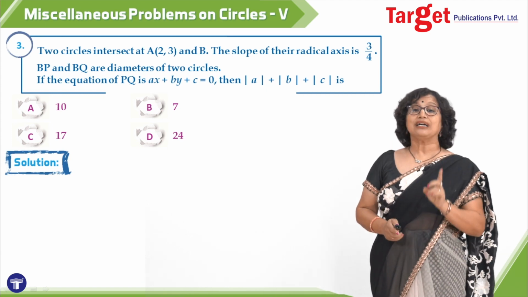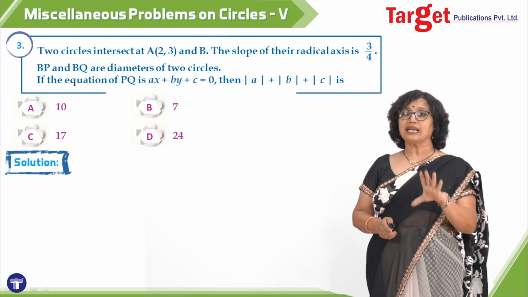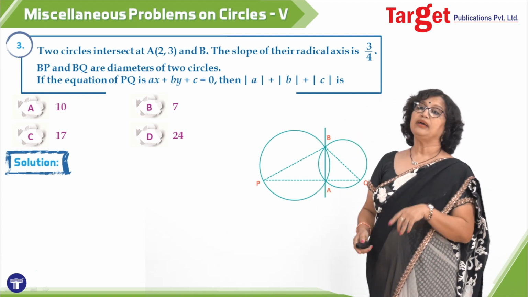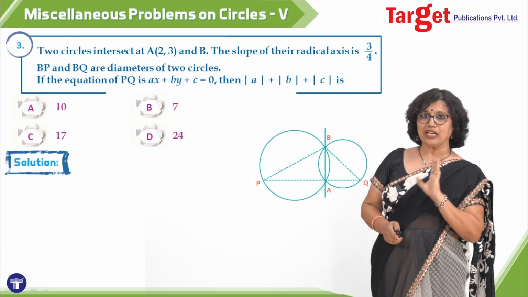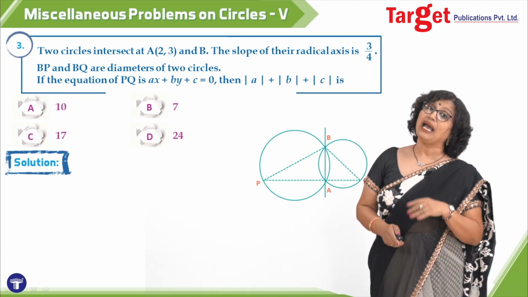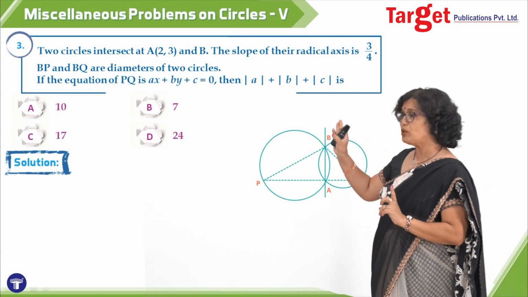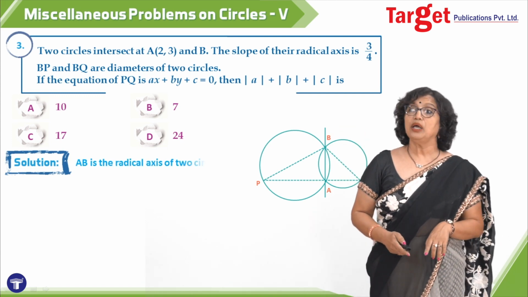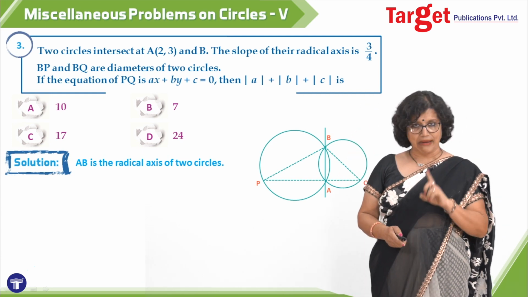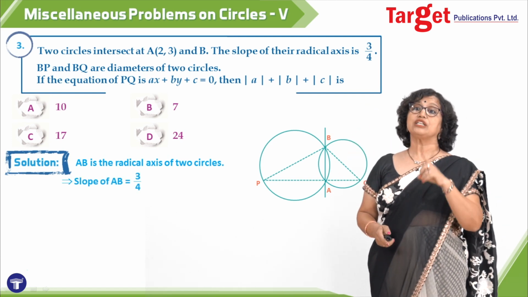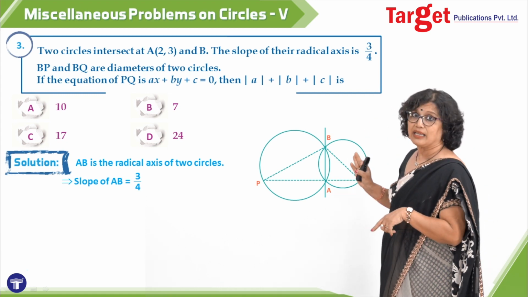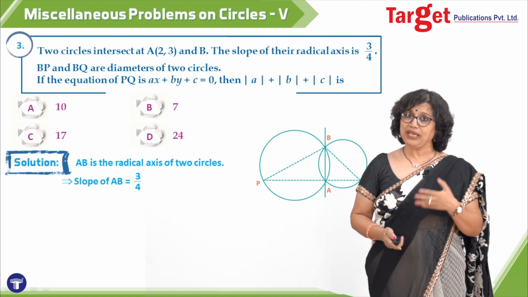Understand one thing, two circles cut or intersect at 2 points A and B. So I am drawing something like this. Point A is known to me, that is 2, 3, though I have not shown that there in the picture. BP and BQ are the diameters, so I have shown them by dotted lines. Now what I observe is AB is the radical axis, and next that gives me the slope of AB is 3 by 4. Why do I say so? Because AB is radical axis and radical axis slope is given to me as 3 by 4.